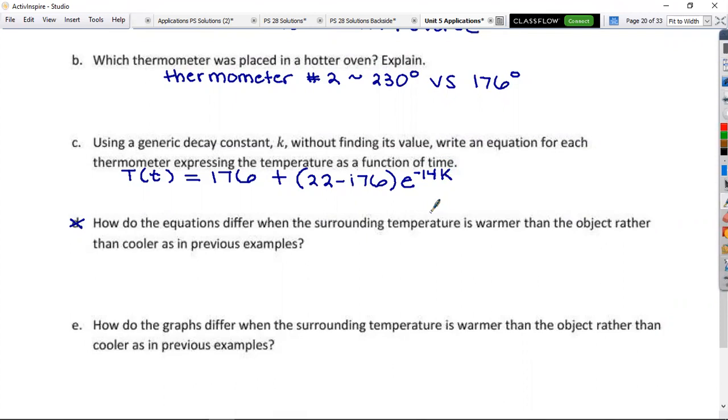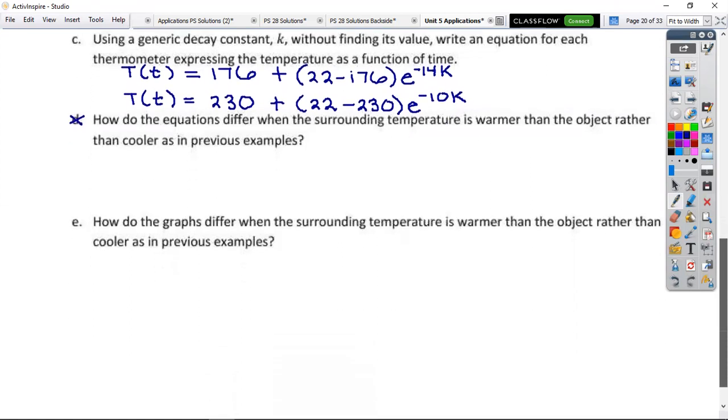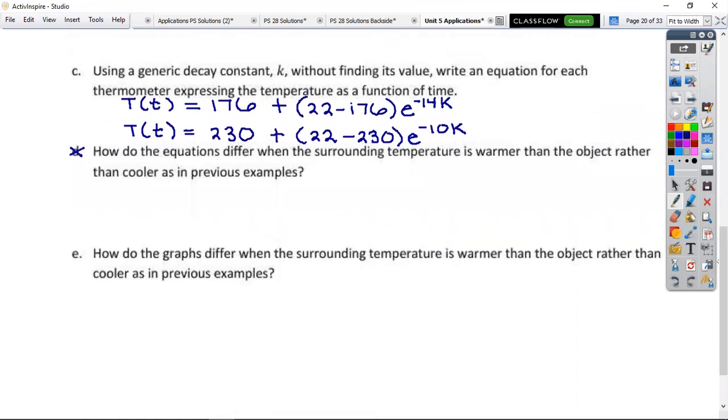Formula for thermometer 2 is going to read T of t, but this one, I think it hit a higher temperature. So all you're going to change is this is going to be a 230, and then I'm going to go plus 22, and then minus the 230, and then e raised up to the, was it 14 as well? 10, thank you. Negative 10. All right. I think there was, nope, I didn't need you to do that part.